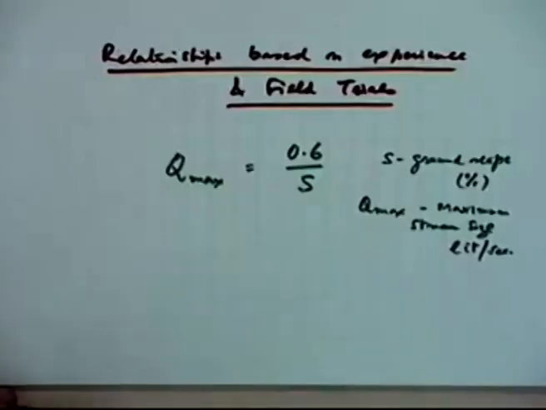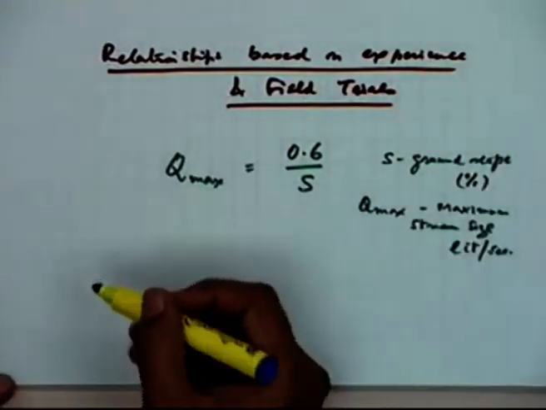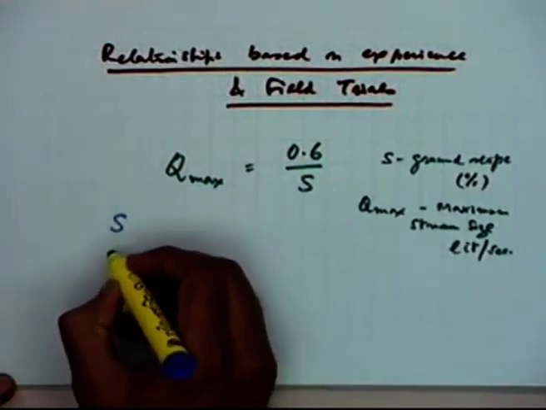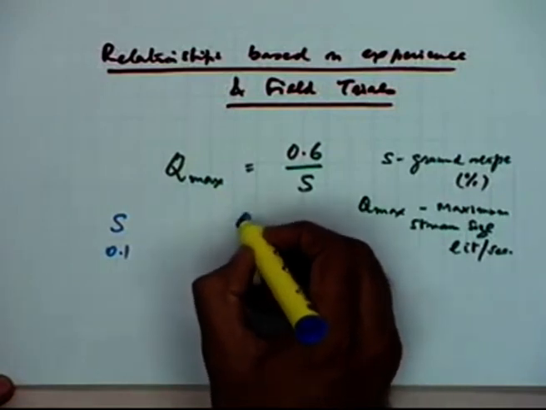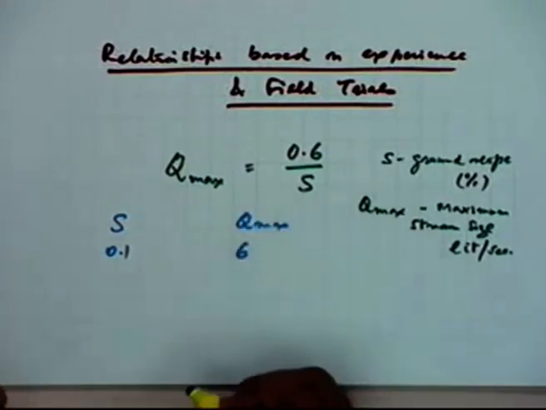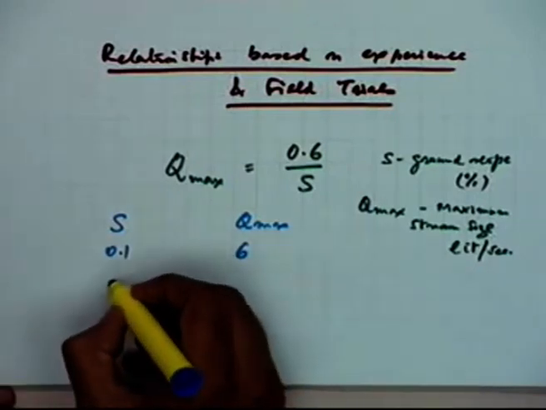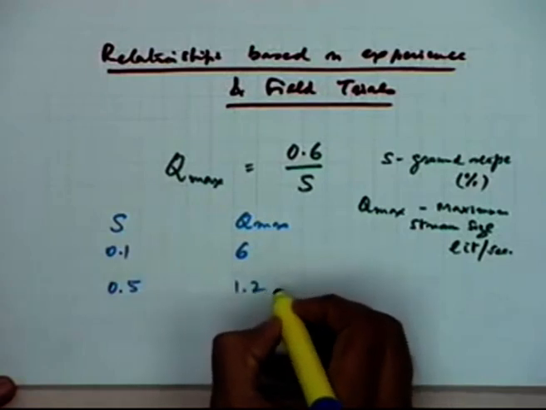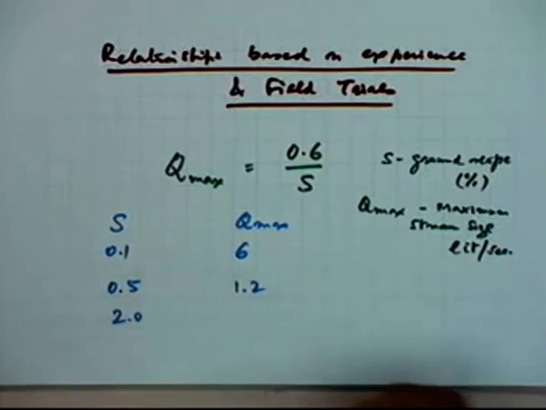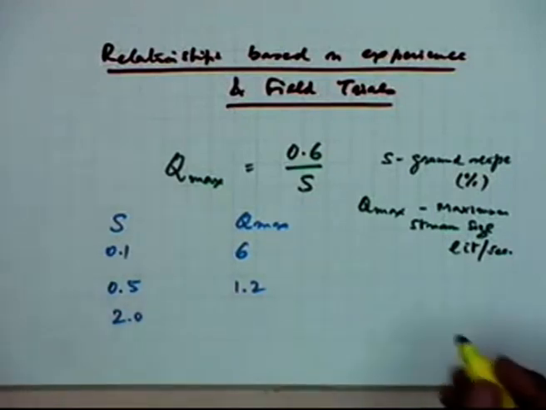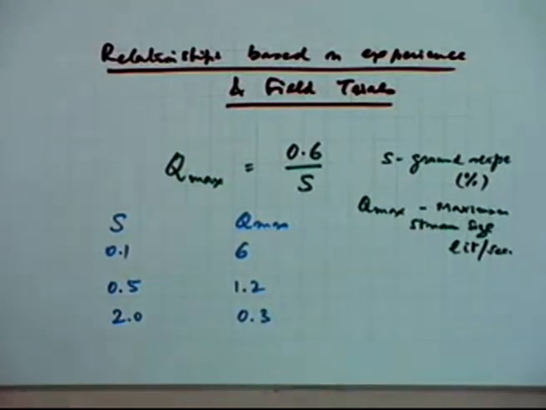For example, using this relationship, you might get that for a slope of 0.1, you are getting a maximum stream size of 6 liters per second. 0.5 will give you 1.2 liters per second. Similarly, a slope of 2% will give you a stream size of 0.3 liters per second.